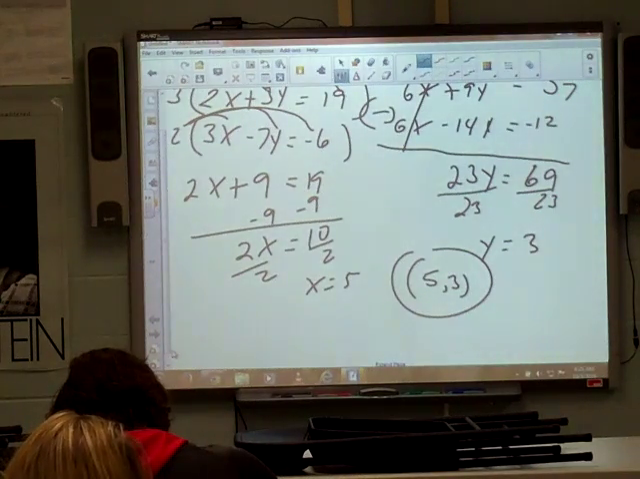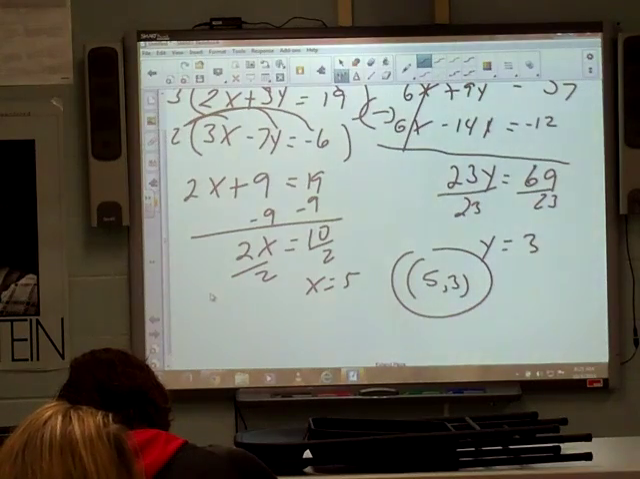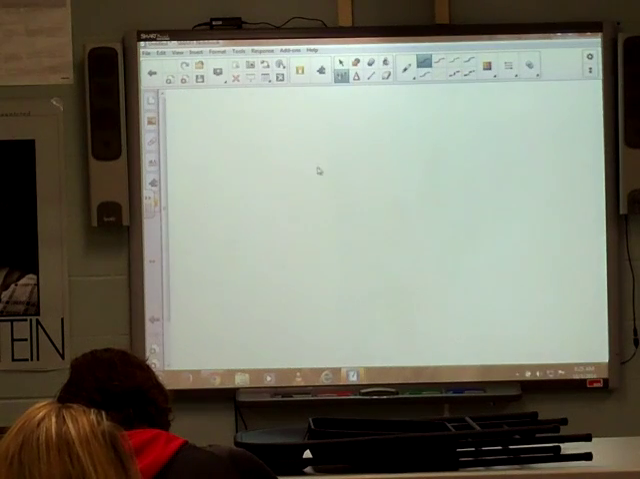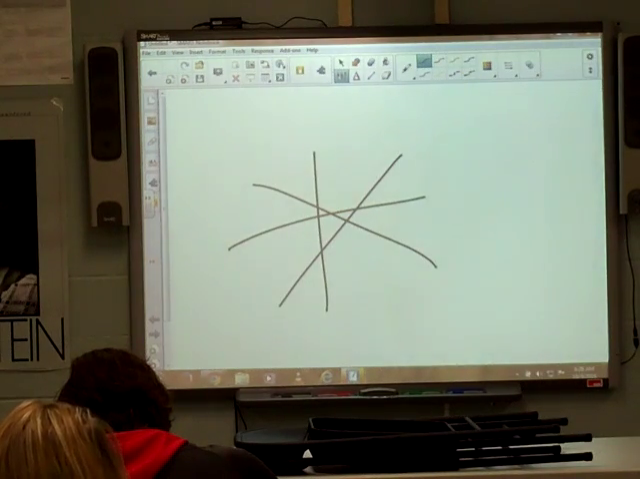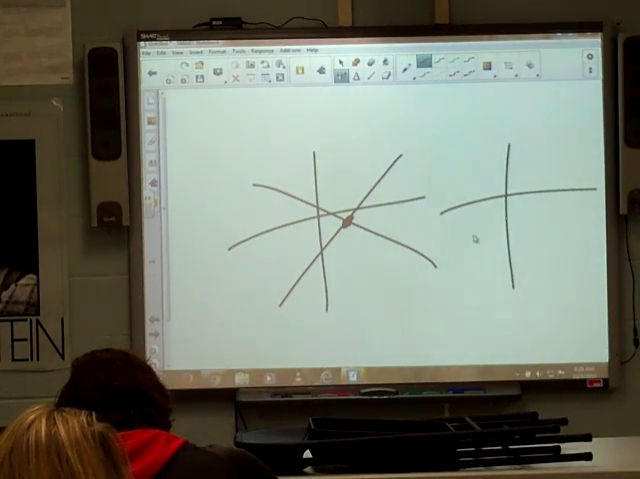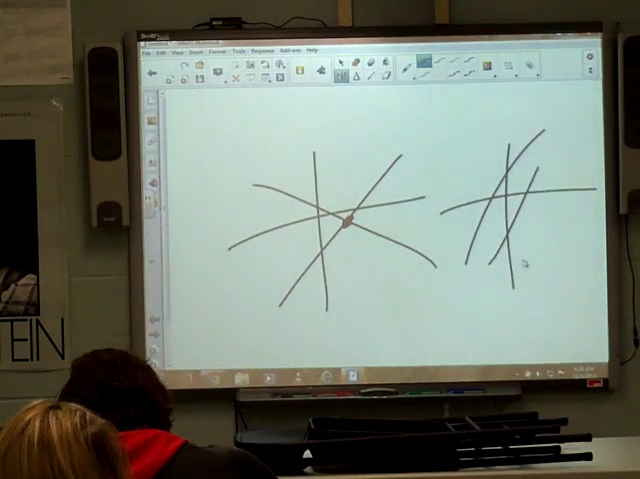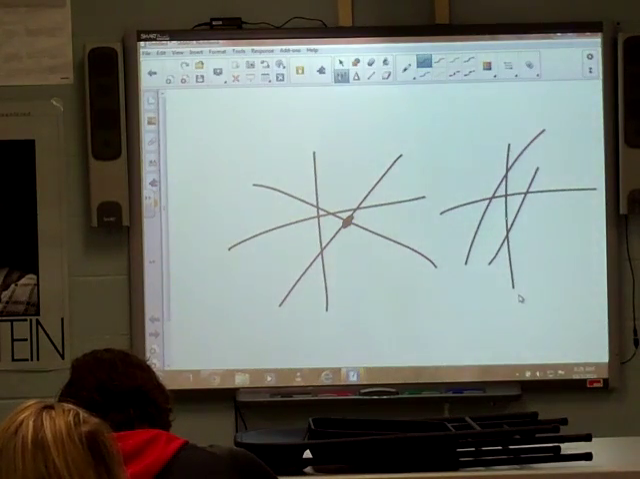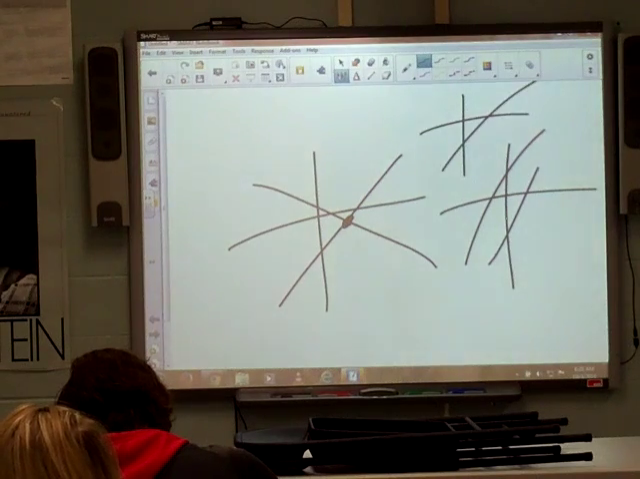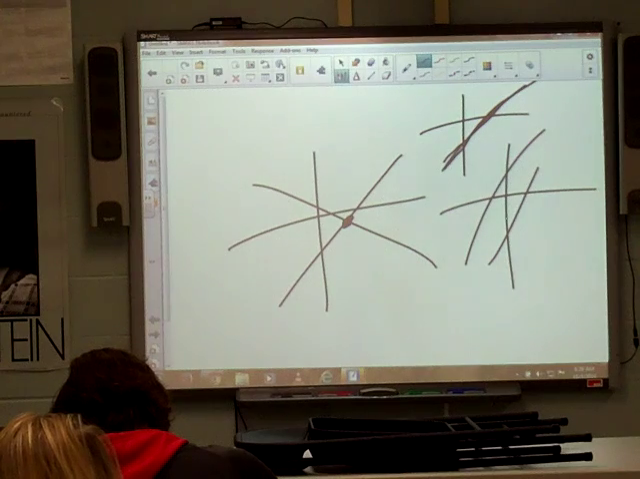Alright, everything that we've looked at so far has had one solution. That means it's been 2 lines that intersect one time. One solution. We could have lines that are never going to intersect, parallel lines. We could have a line and then another one that is the same line that intersects infinitely many times. So we have to look at what those special kinds of answers will look like.